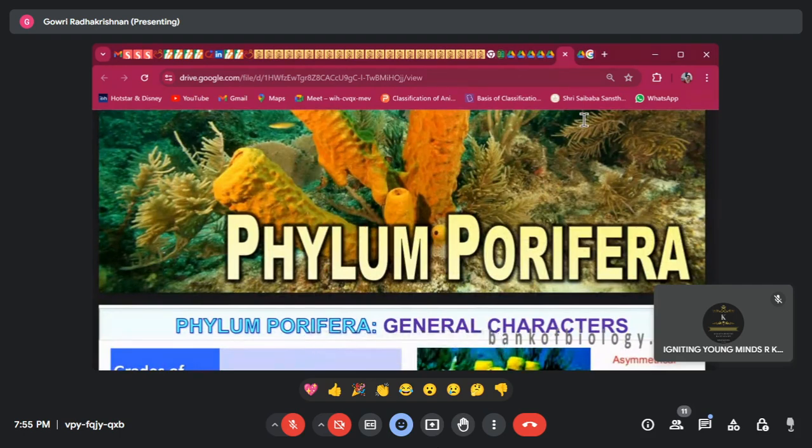Now we will see all the 11. We will see phylum by phylum, and then we will see what are the characteristic features of these phyla.